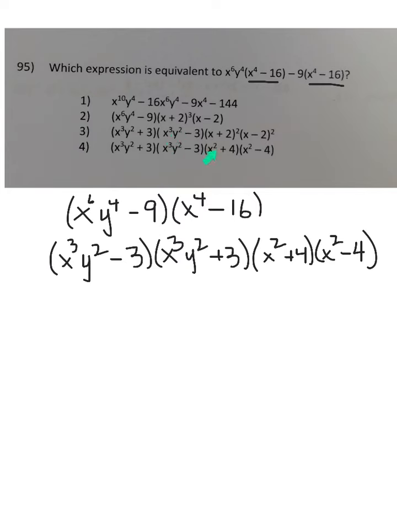And then look, I've got x squared plus 4, which matches that. And I have x squared minus 4, which matches that. So bing, we are done. The answer is choice 4.